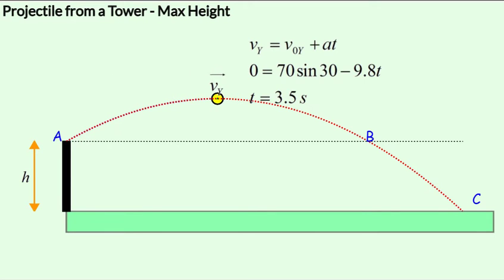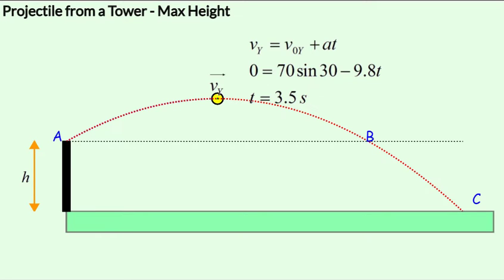To find the maximum height, we must use the fact that the y component of velocity at the very top would be 0. As we have seen, the y component of velocity decreases from A to the topmost point, where it goes down to 0 and then increases again on the way down.